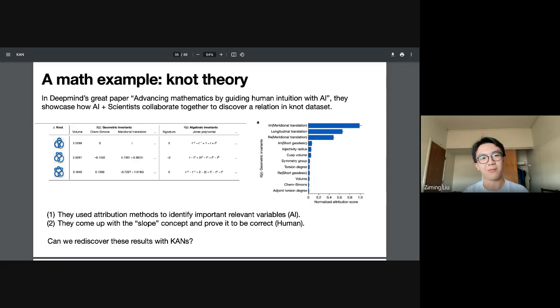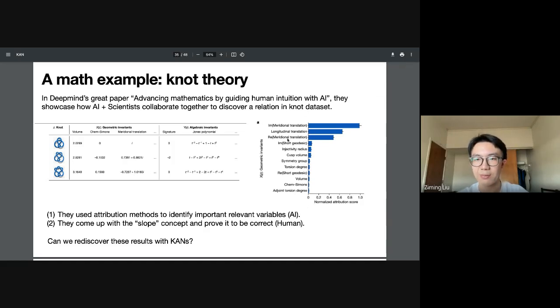For the math example, it's a paper by Google DeepMind 3 years ago where they used MLPs to discover new relations in knot theory. Don't be intimidated by the term. I don't know too much about knot theory, but from the data science perspective, you just have a data table. Each knot has some invariants, and you want to find the relations between these invariants across all the knots. DeepMind trained an MLP to do the prediction, and they used attribution methods to identify the important relevant variables, as shown here.